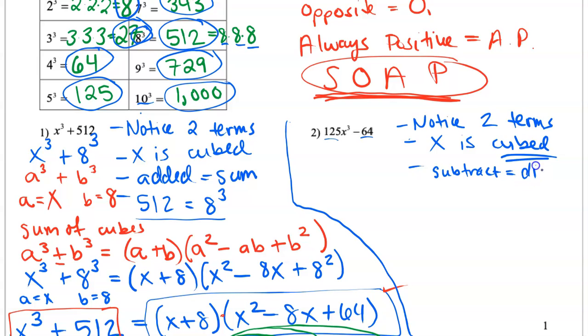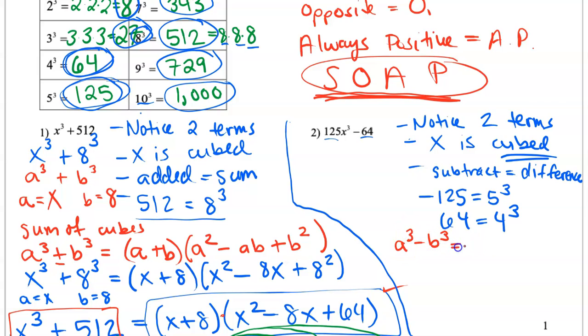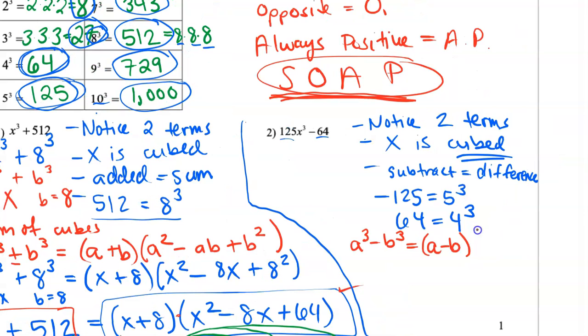So that's a difference of cubes, not a sum. And then the last thing we notice is that 125 is a perfect cube of 5. That was right here. And 64 is also a perfect cube of 4. That was right here. So that makes us think about this formula, a cubed minus b cubed, and that is a minus b times a squared plus, that's the opposite sign, ab, and then plus, always positive, b squared.